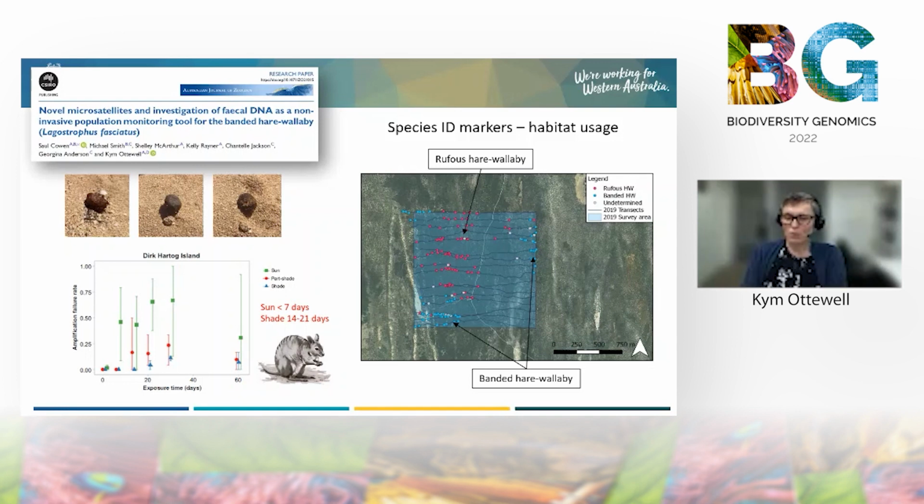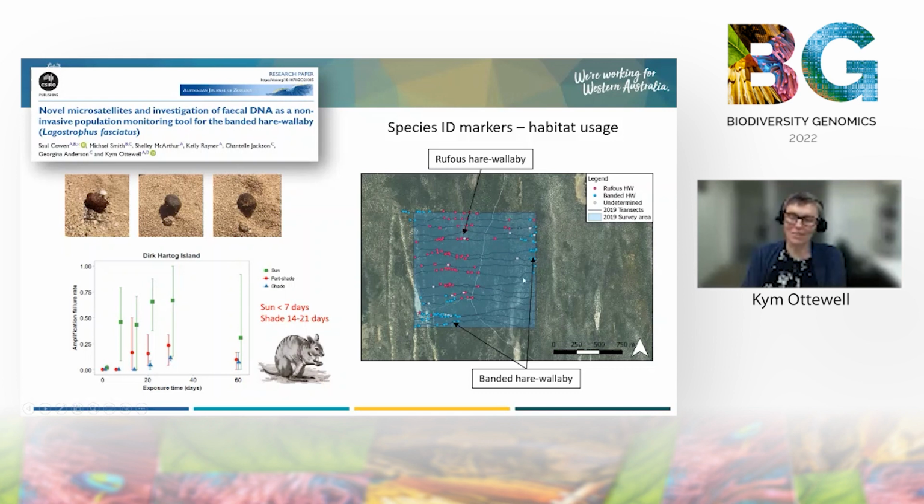And so, because we did have species-specific genetic markers at this point in time, we were actually able to distinguish the scats of the two species from each other, which was very useful. I also thought it was quite interesting that it really picked up their differences in the way the two species are using the habitats, and pretty much they do not interact.